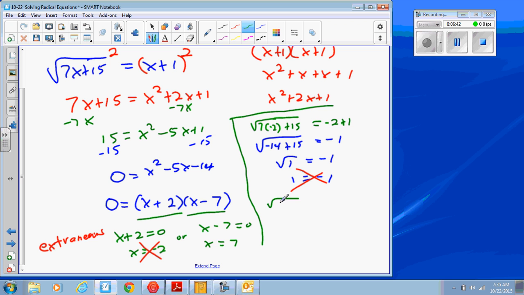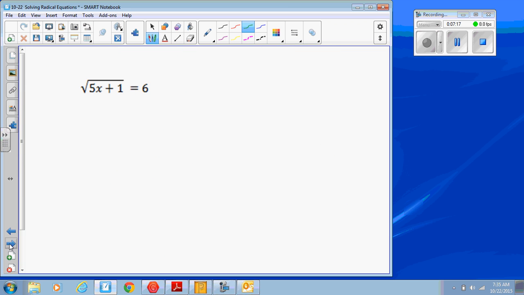In this case, let's see. Square root of 7 times 7 plus 15 equals 7 plus 1. The square root of 49 plus 15 equals 8. 49 plus 15, that's 64. Square root of 64 equals 8. 8 equals 8. That is true. So we do have one solution for this problem, 7. Okay, a little tricky thing there. It's important to check your answers after you do the math.